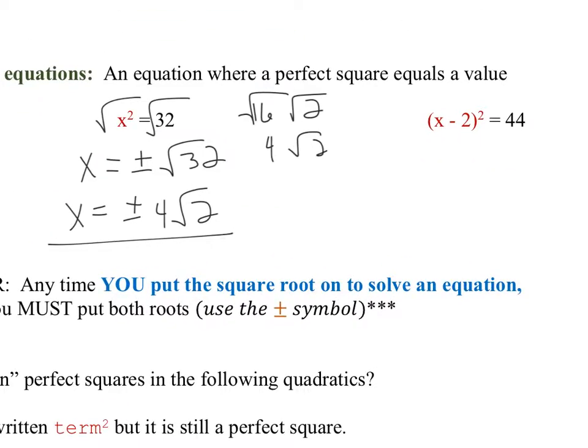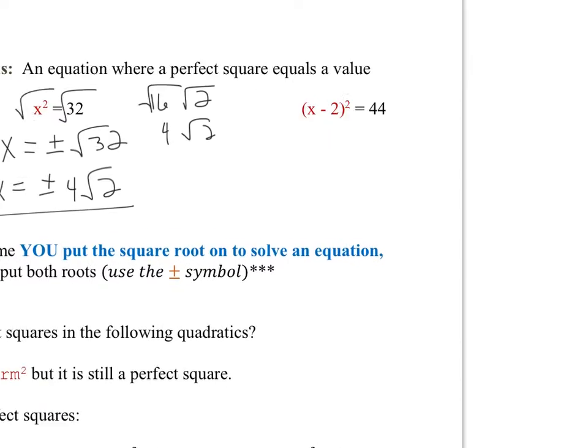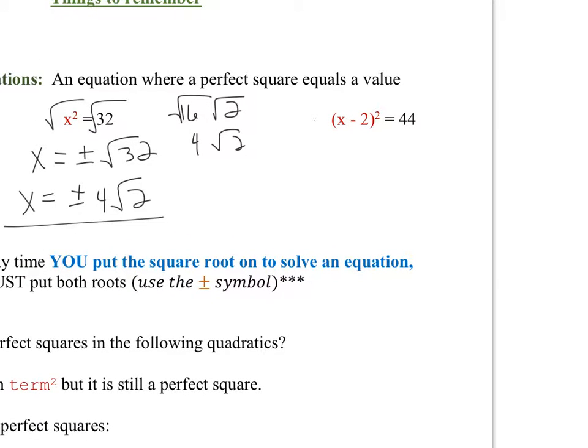This last one is a perfect square still. But when I take the square root, I don't just stop. I have to keep going. So remember, the square root cancels out the square. So I get positive or negative 44. When you reduce 44, it's 2 radical 11.